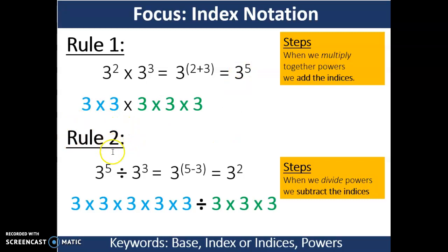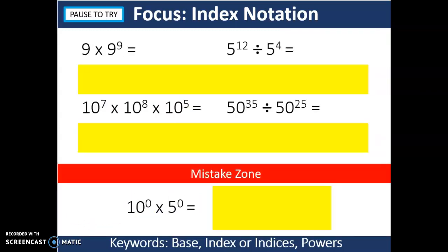Okay, rule number 2, when we talk about dividing, we're actually subtracting the powers. So in that case, 3 to the power 5 divided by 3 to the power 3 is really 3 to the power 2. Or if you want to look at it this way, you've got 3 five times, and you've got 3 three times. And if you start eliminating them, 1, 1, 2, 2, 3, 3, you're going to be left with 2. So pause and have a go at these questions.